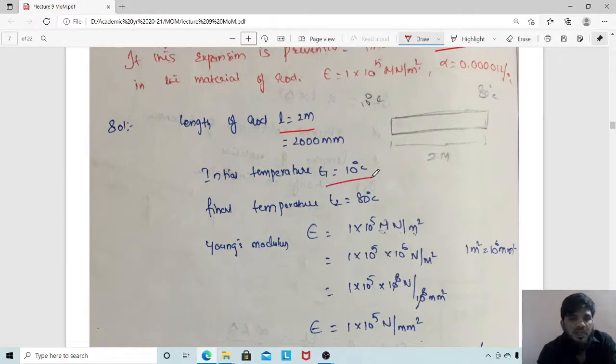Initial temperature is given as 10 degrees, final temperature is given as 80 degrees. So Young's modulus is given as 1 into 10 to the power of 5 mega Newton per mm square. See here they have given m. So we know what mega is. We have already discussed this unit conversion in our first lectures. 1 mega is nothing but 10 to the power of 6.